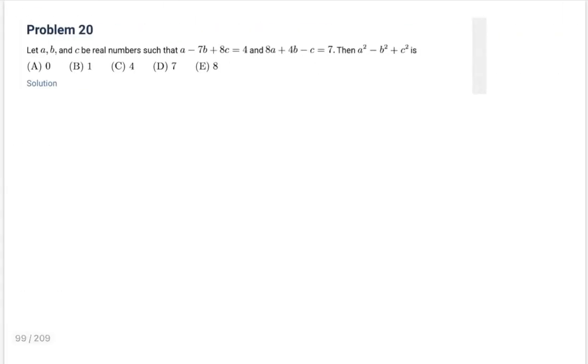Problem 20. Let A, B, and C be real numbers such that A minus 7B plus 8C equals 4 and 8A plus 4B minus C equals 7. Okay, so we have 3 unknown values, but we have only two equations. So this means that we can't solve for all the exact values, but we can only solve for the ratio. So let's just say that A equals 0. Okay, so if A equals 0, then this would be just C squared minus B squared, right? And then if A is 0, 8C minus 7B equals 4, and 4B minus C equals 7.